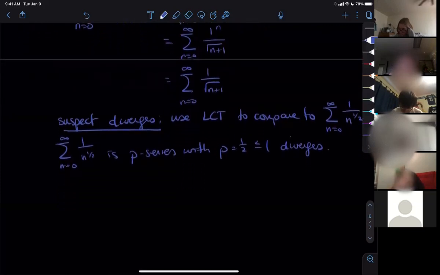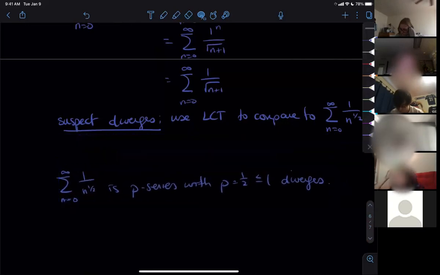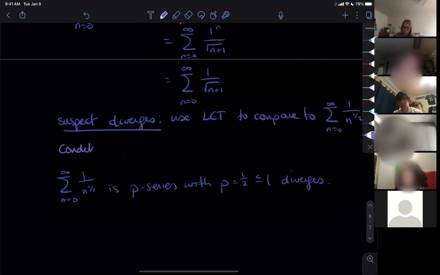And now, what else do I need to use the limit comparison test? There's a condition. What's the condition? Positive, yeah, on the range. That's right. So both of them have to be all positive terms. So the condition is positive.